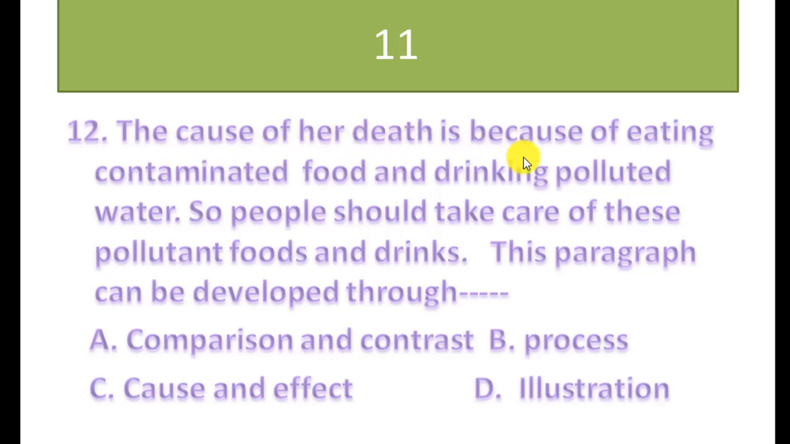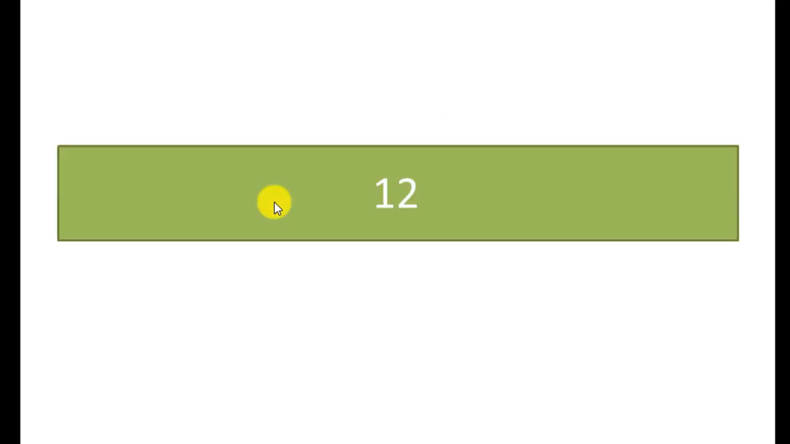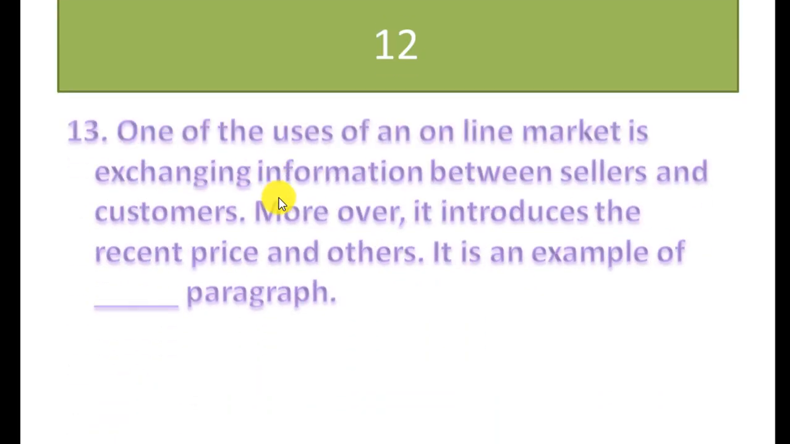So the first sentence is called the topic sentence. The topic sentence carries the method of paragraph development. Absolutely, your attention here is on the beginning of the paragraph, sometimes the end, sometimes the middle of the paragraph. You have to use this technique, please. Question number 13. One of the uses of an online market is exchanging information between sellers and customers. Moreover, it introduces the recent prices and others. This is an example of a blank paragraph. What kind of paragraph is this?